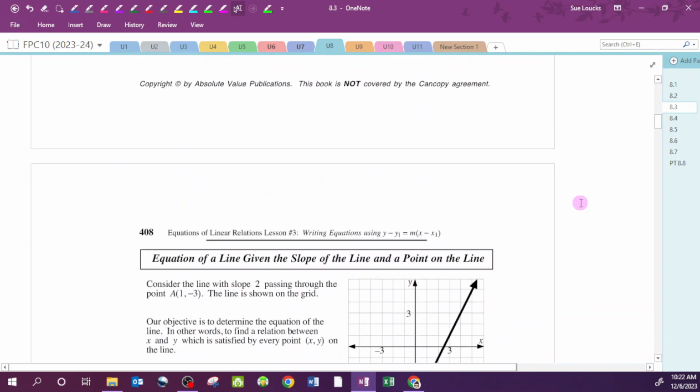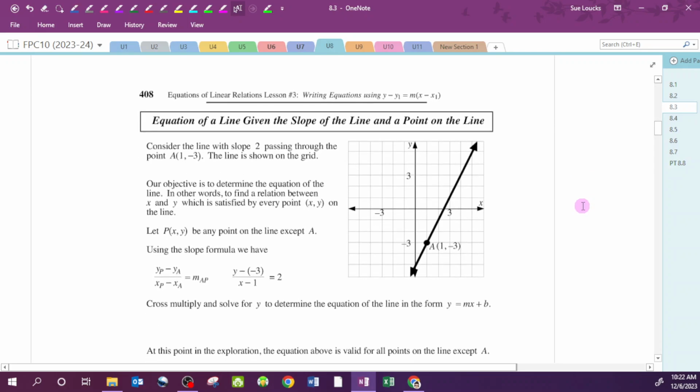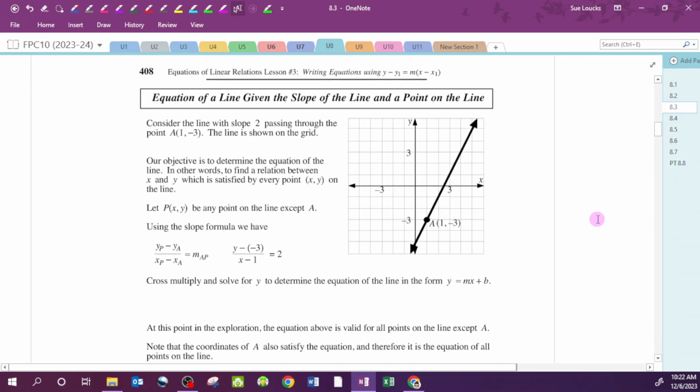Okay. All right, let's try this. So we're going to consider a line with slope 2 that passes through point A at 1, negative 3, and it's shown. So we're going to find the equation of the line. So remember that the line satisfies every point x, y together on the line. That's what the line is, right? It's the collection of all the points that satisfy that equation.